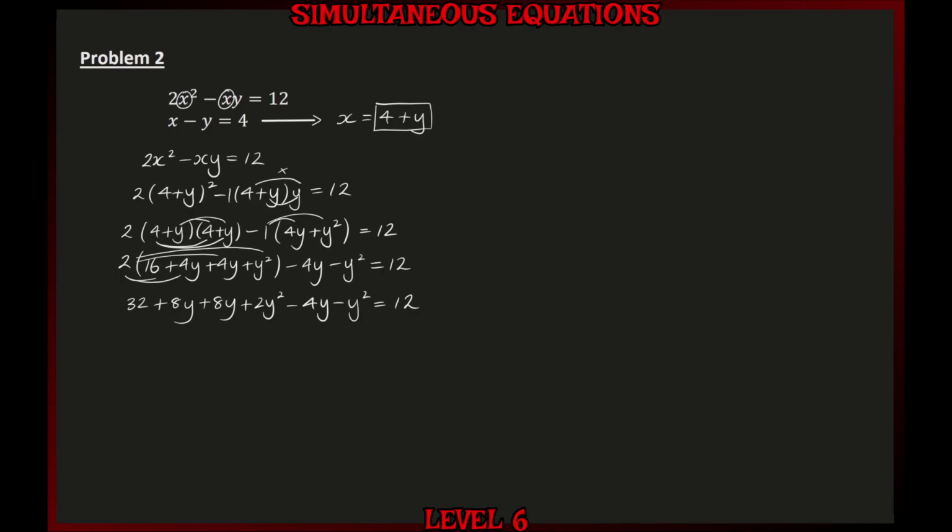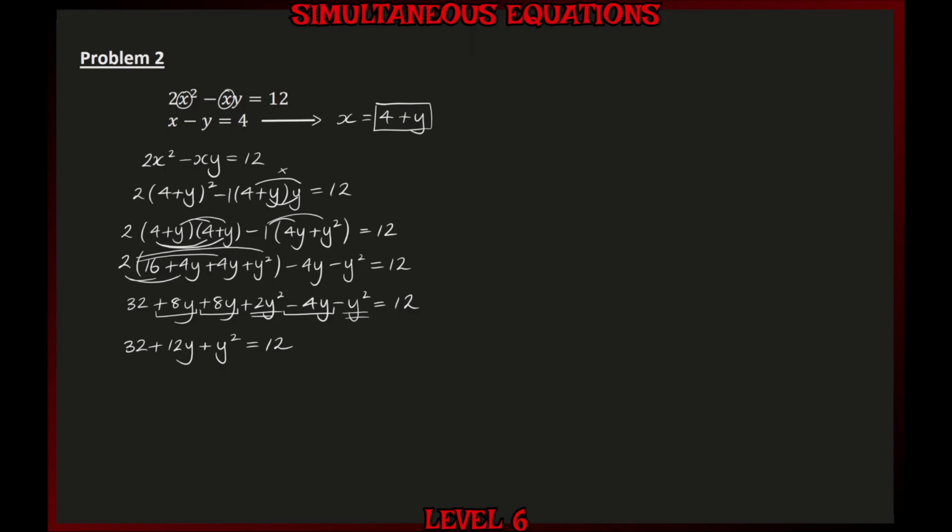On the left hand side, we can now simplify by collecting together the like terms. So we have 32, and then we have a plus 8y, which is plus 16y, minus 4y gives us a plus 12y. We also have a 2y squared minus y squared, which is just plus y squared, and that's equal to 12.